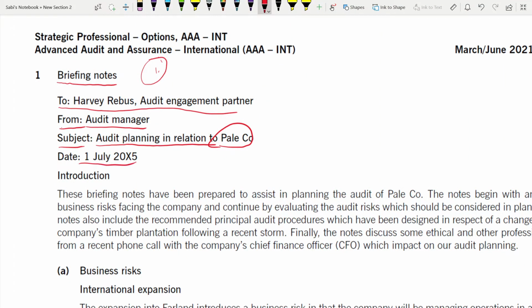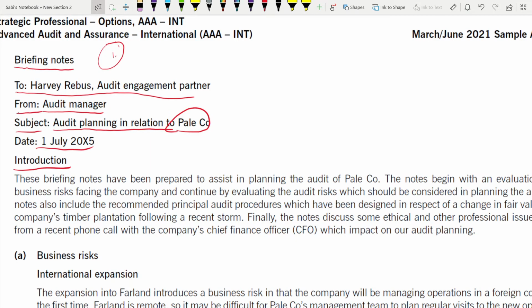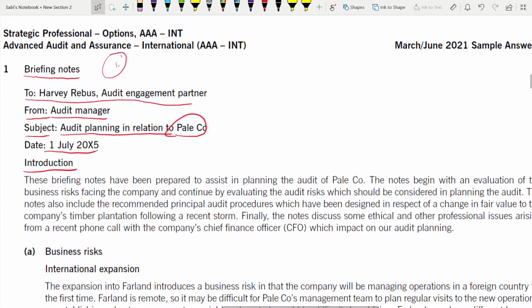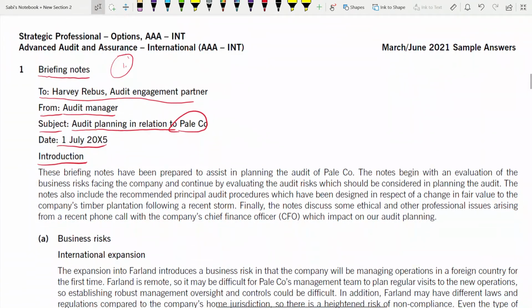You have to write this introduction. For that introduction, you will get 1 professional mark. If you are not writing this introduction and directly start with business risk, you will lose that 1 professional mark, because this is the format of a briefing note. You have to write the introduction. Now how are you going to write it? I'm going to minimize this a bit so the whole introduction can be seen.